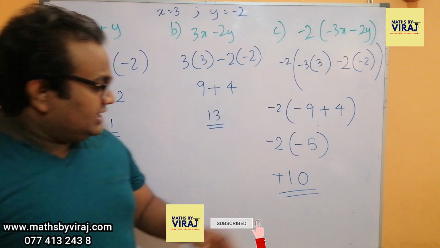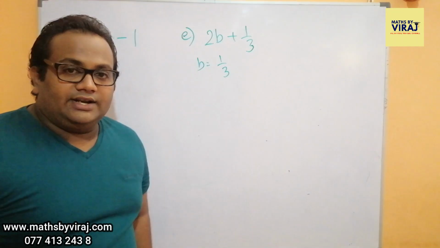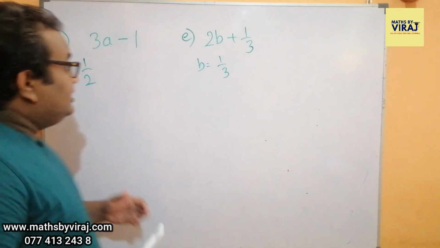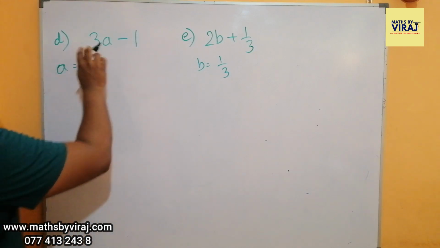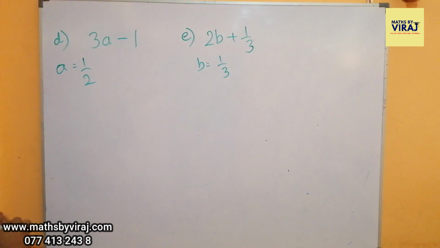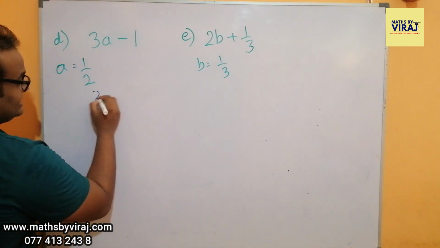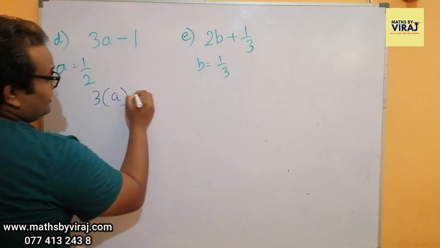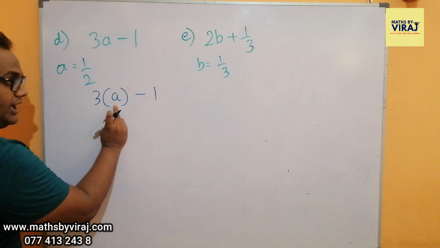Even though you just write normal 10, it is correct. Okay children, let's look at another two examples of substitutions. Now 3a minus 1. Instead of a, we have to substitute half. Now 3 is to be multiplied by a, from that you subtract 1. Now instead of a, what are we going to write?